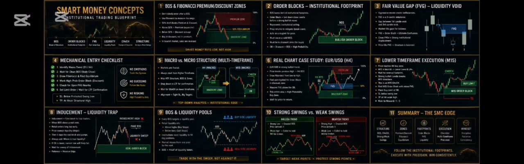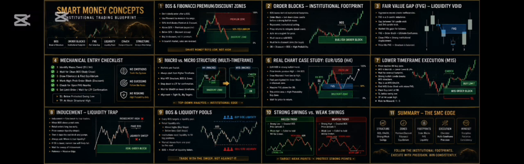Price steps to your entry, flawlessly mitigates the block and expands rapidly upward. This execution model yields an incredible risk to reward ratio of 1 to 5.